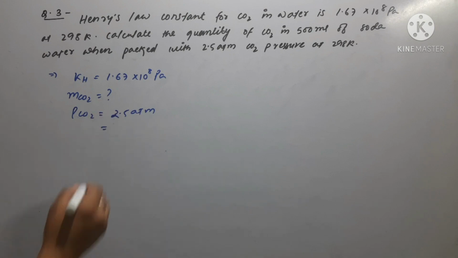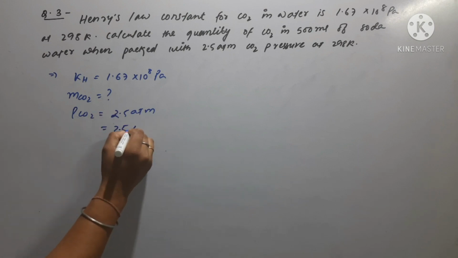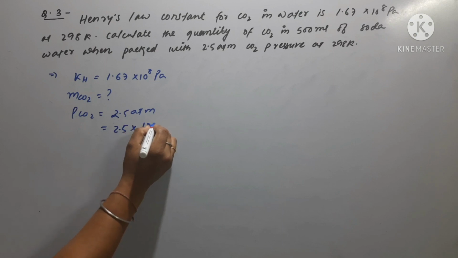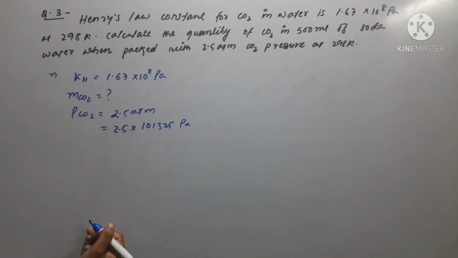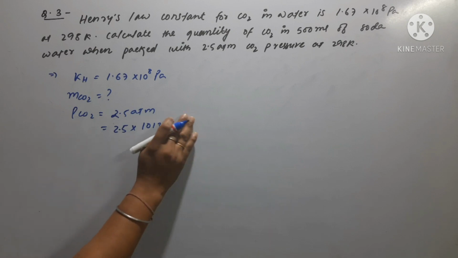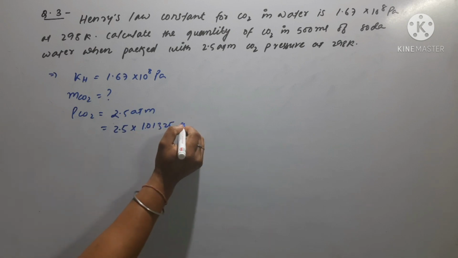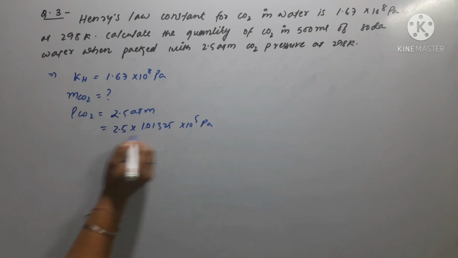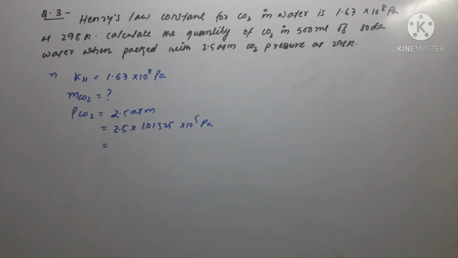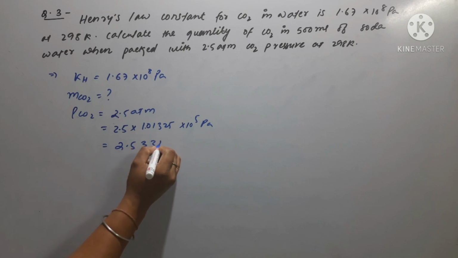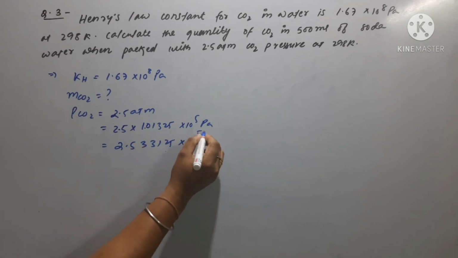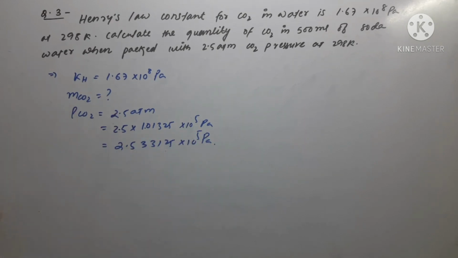So once we convert it into Pascal, 2.5 into 101,325 Pascal, which can be simply written as a number into 10 to the power 5 Pascal. Once you do this calculation, it will come out as 2.533125 into 10 to the power 5 Pascal. So the KH value is given. Look guys, the KH value is given.